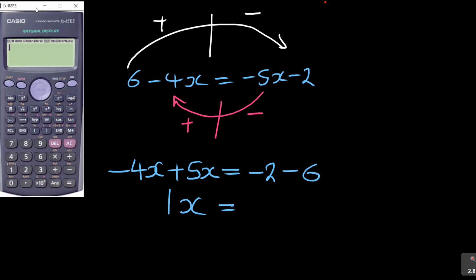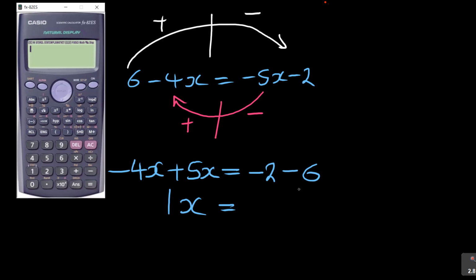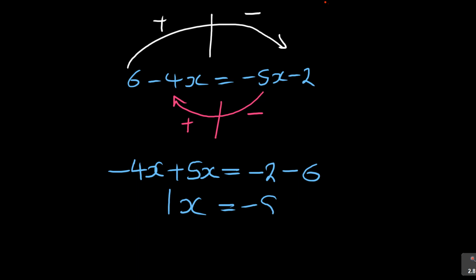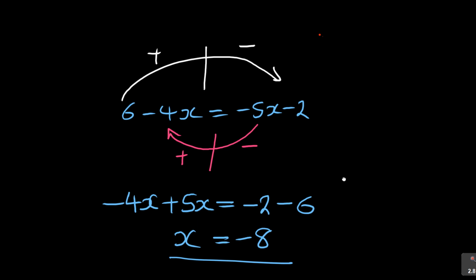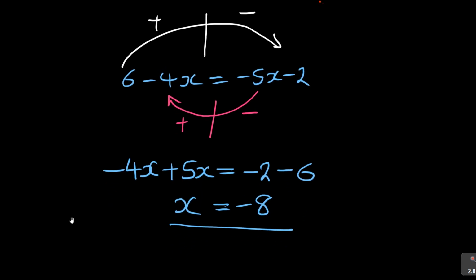Minus 2 minus 6. Remember, minus 2 minus 6, you add and maintain the sign, which is negative 8. But always check with the calculator. Minus 2 minus 6 is the same as saying 2 plus 6, which is 8, but you maintain the sign, which is what? Minus 8. So you see this one, you can forget about this one. So it simply means x is equal to what? Negative 8.